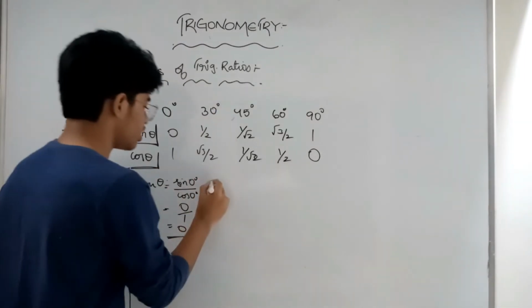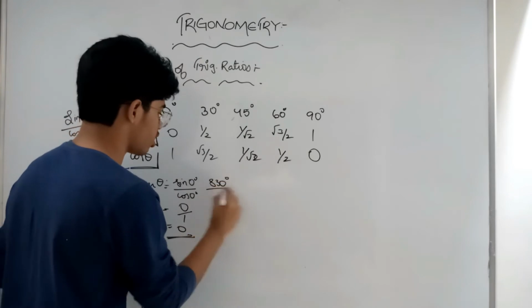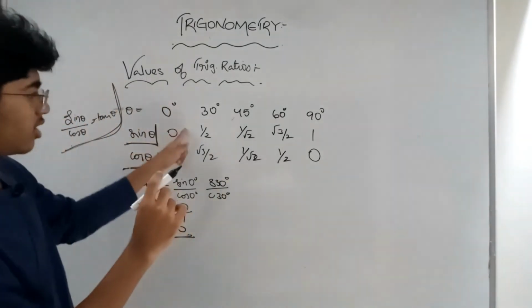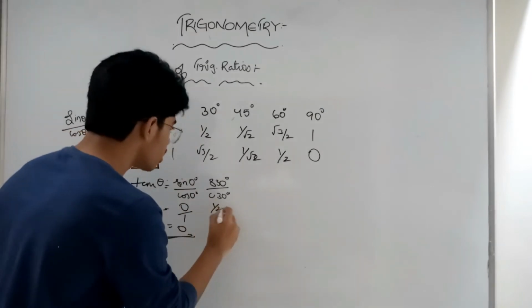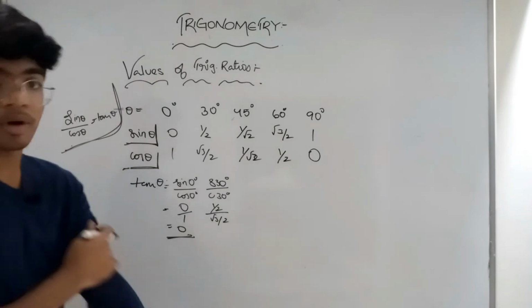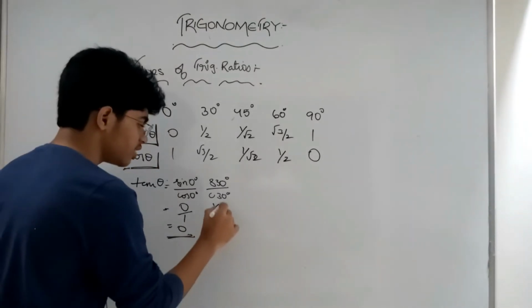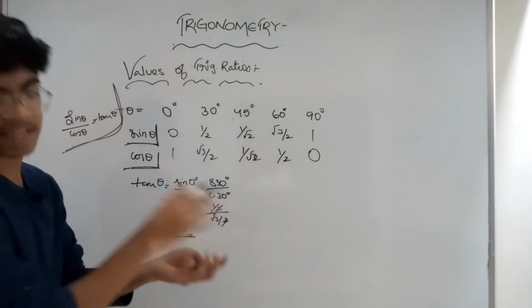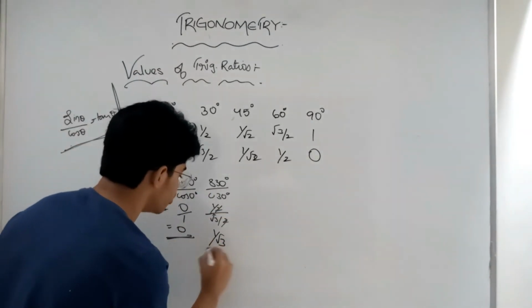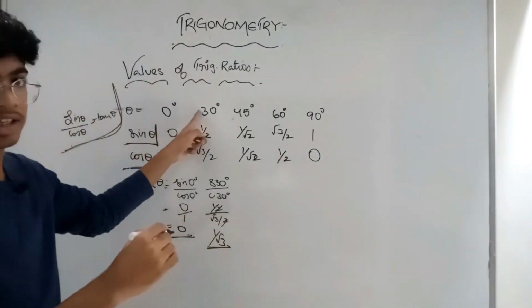So this is sin 30 degrees over cos 30 degrees, which is equal to, what is sin 30? 1 by 2 over root 3 by 2. Same complex fraction, the denominators get cancelled. 1 by 2, the 2 gets cancelled, root 3 by 2, the 2 gets cancelled, that is 1 over root 3. So this is the tan 30 value.